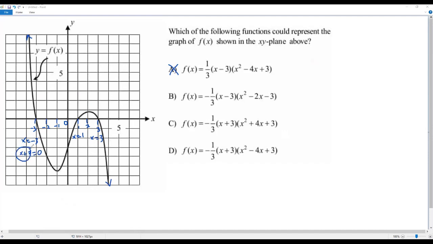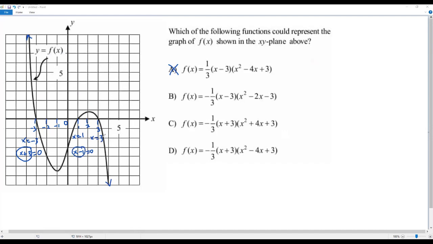So this is one of the linear factors of the cubic function f of x, which represents the graph over here. And to get the second linear factor, we have to make the right side 0 in this factor. For that, we have to subtract 1 from both sides. Then I'm getting x - 1 equals 0. So this is the second linear factor.